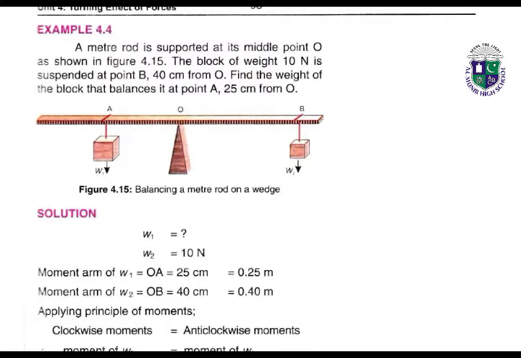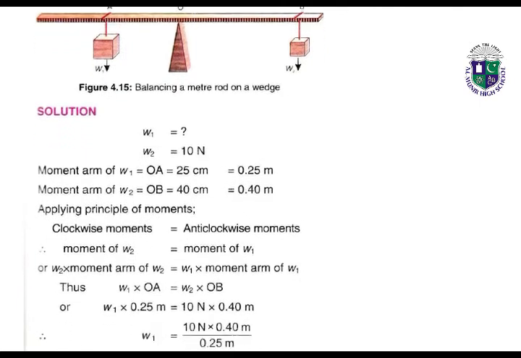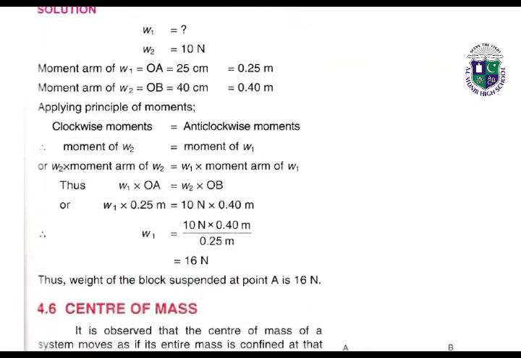So here we have weight 1 and weight 2, which is 10 Newton. Weight 1 we have to find. The moment arm of weight 1 is 25 centimeter. Convert it into meters by dividing by 100. The moment arm of weight 2, which is OB, is 40 centimeter. We also convert it into meters by dividing by 100. Applying the principle of moments, the clockwise moment is equal to the anti-clockwise moment, which is the moment of weight 2 and the moment of weight 1.